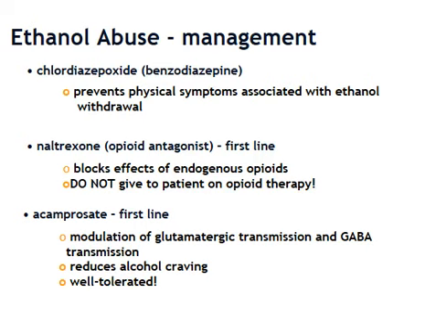And then the other drug that we can use is acamprosate, and I think we had talked about this in a previous case as well. This is looking at the modulation of glutamatergic transmission and GABA transmission. And here you can see a reduction in alcohol craving, and actually this drug is well tolerated.